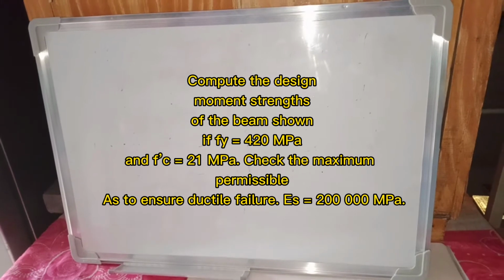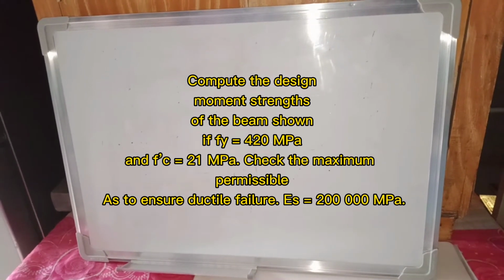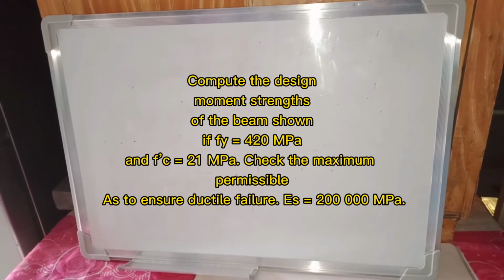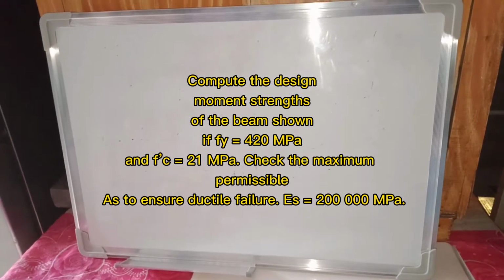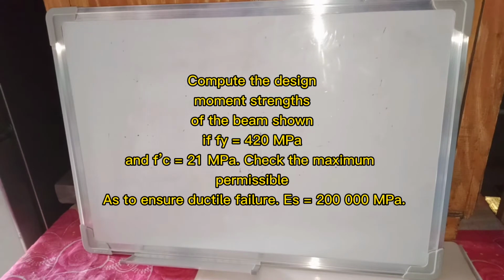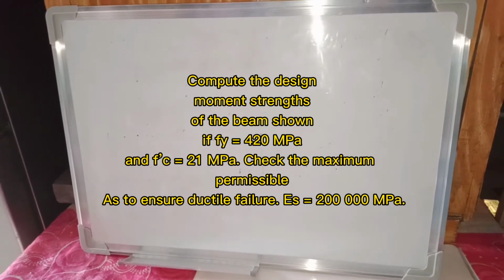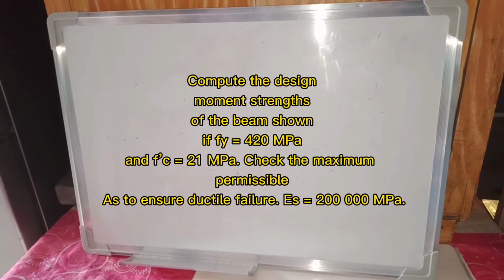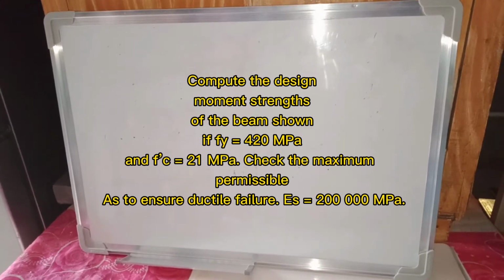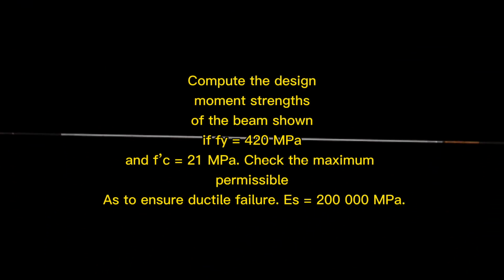Problem number 1. Compute the design moment strength of the beam shown if Fy is equal to 420 MPa and F prime C is equal to 21 MPa. Check the maximum permissible AS to ensure ductile failure. ES is equal to 200,000 MPa.